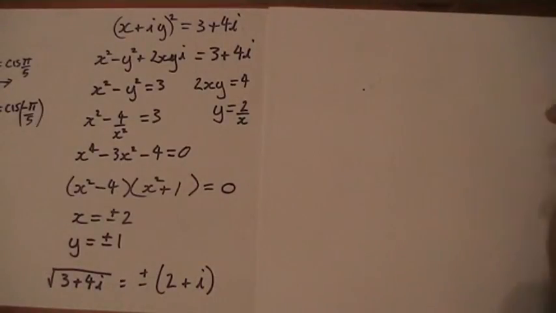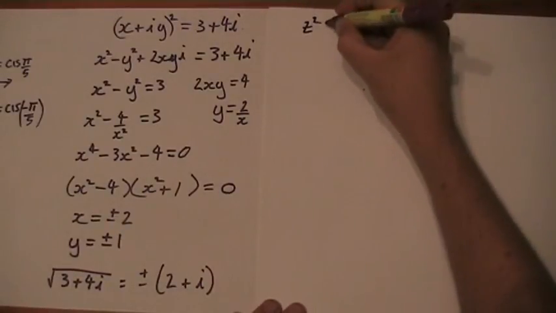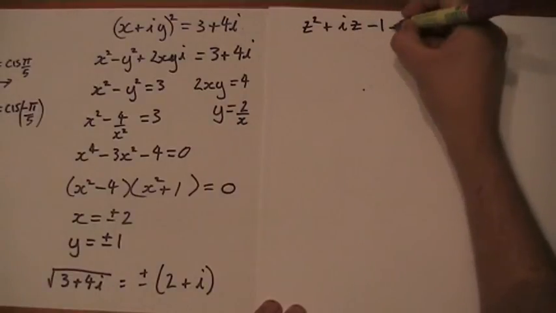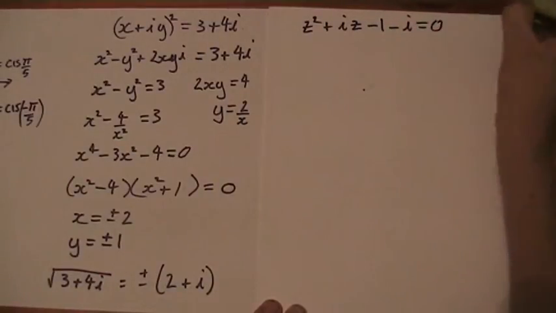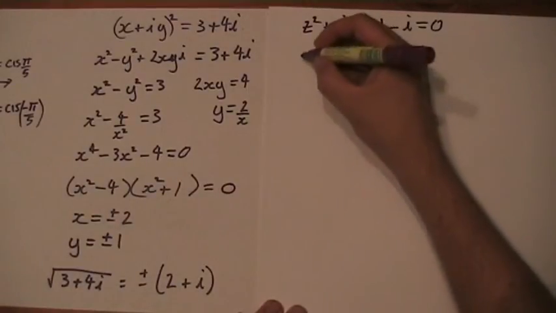Second part of the question starts with a hence. That implies I must use what I've just done, or otherwise it does say to solve the equation z² + iz - 1 - i = 0. I have a quadratic to solve over the complex field. I'll use the quadratic formula.